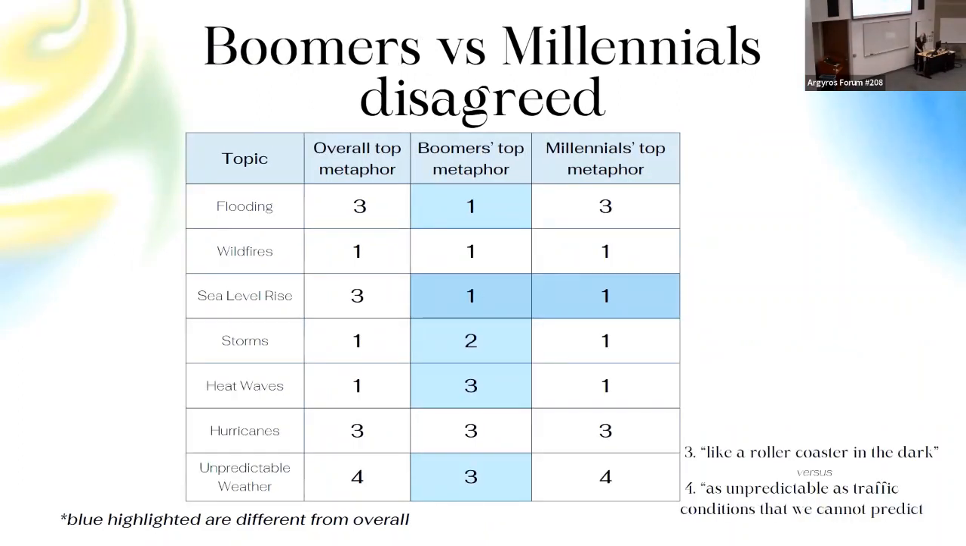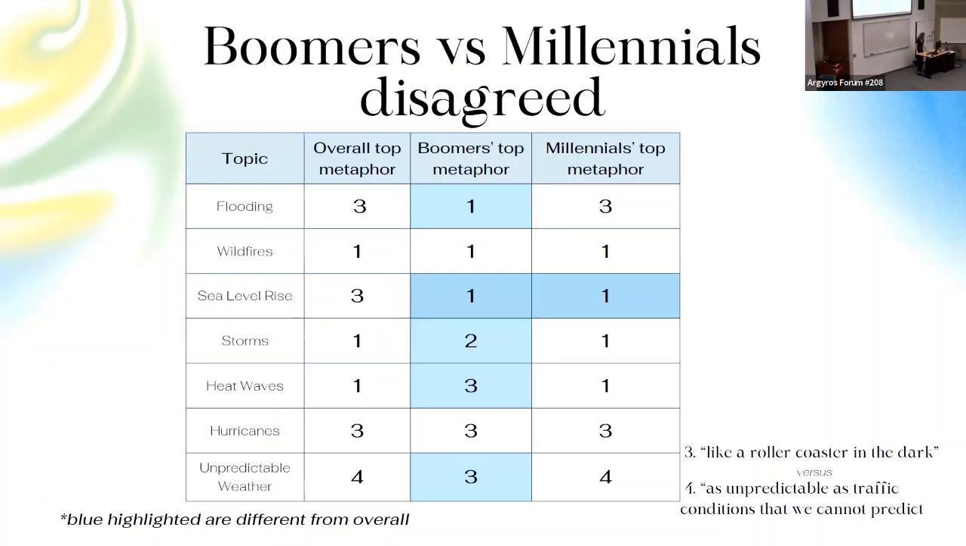Similarly to religion, we also compared generational differences in metaphor preferences, and specifically this table is showing the preferences between boomers and millennials for taught metaphors, where, as you can see, boomers deviated strongly from the overall taught metaphor preferences, while millennials only varied in one response.